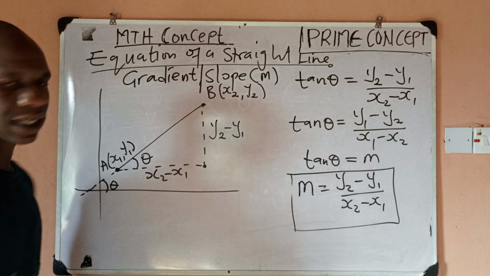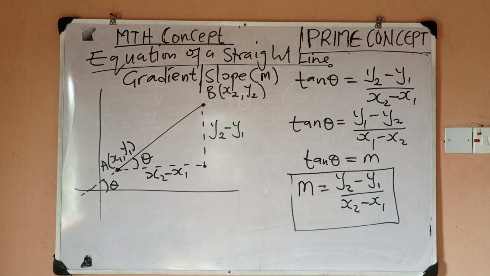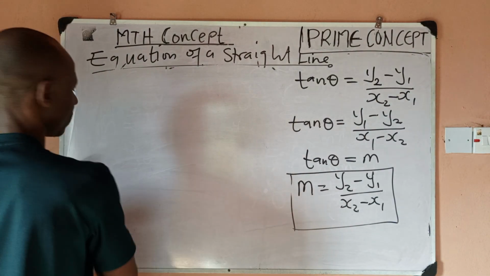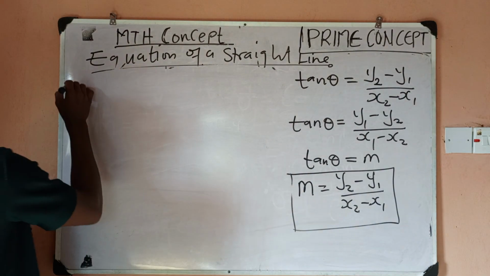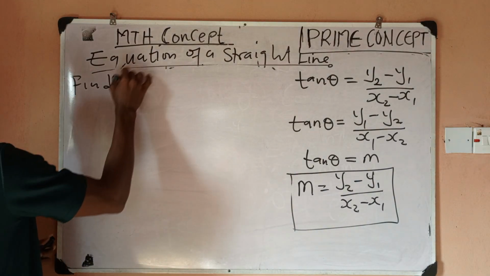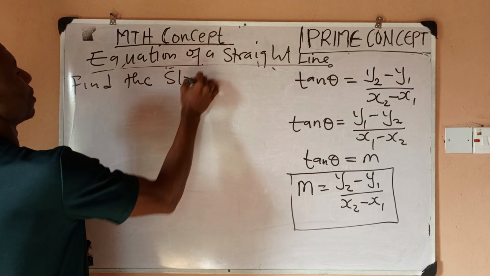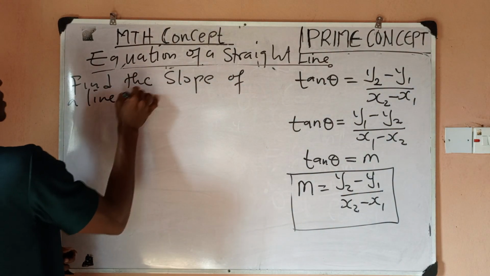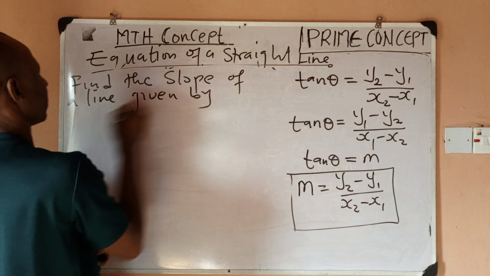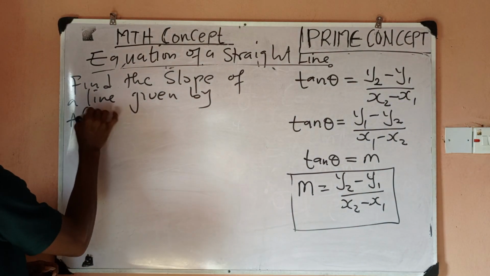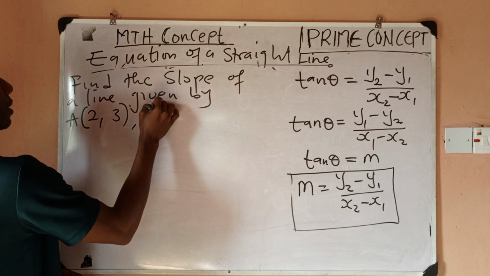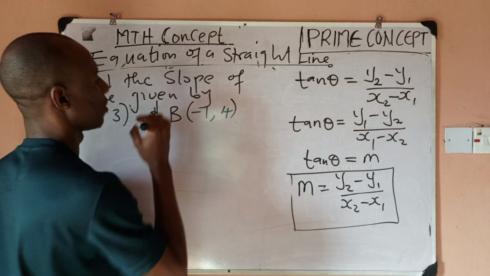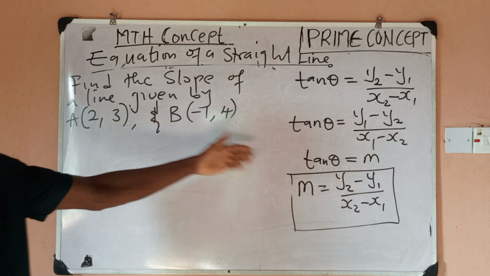So let's take a simple example. Say we have a straight line given by 2 points. Find the slope of a line given by A (2, 3) and B, let's say (-1, 4). So find the slope of a straight line given by these 2 points, right?